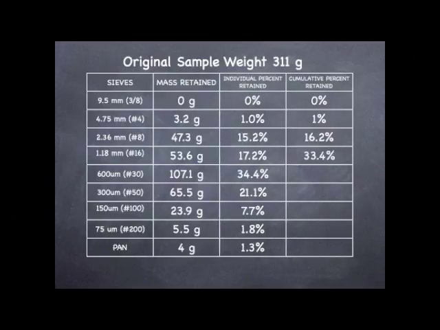Now, if we move to the 1.18 millimeter sieve, we see that we have an individual percent retained of 17.2%, plus the 15.2% from the 2.36 millimeter sieve and the 1% from the 4.75 millimeter sieve gives us a cumulative percent retained of 33.4%. And I hope you can see now how this works, so you should be able to continue on through the rest of the sieves.